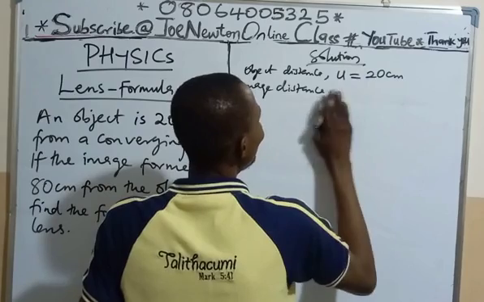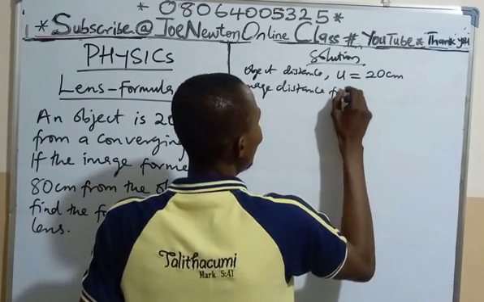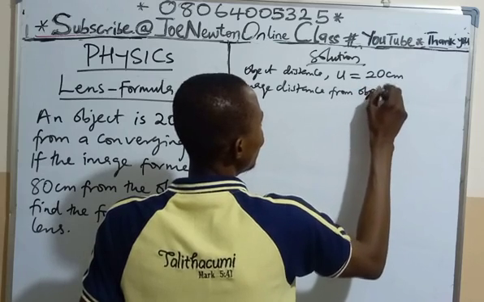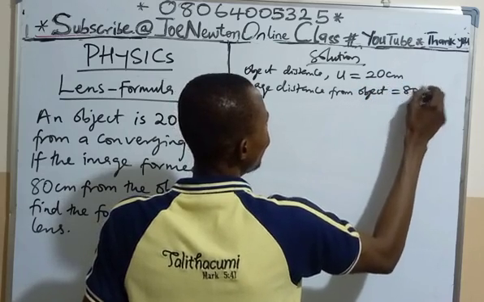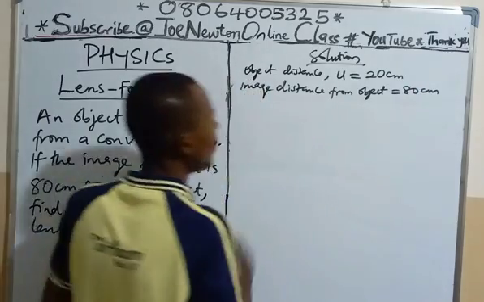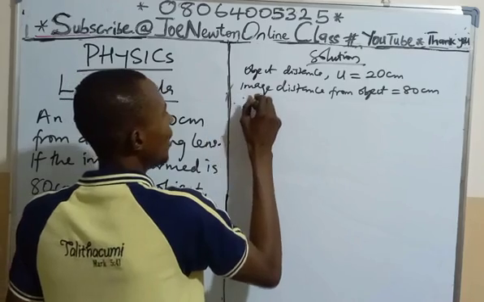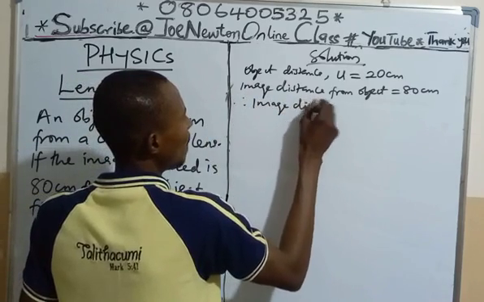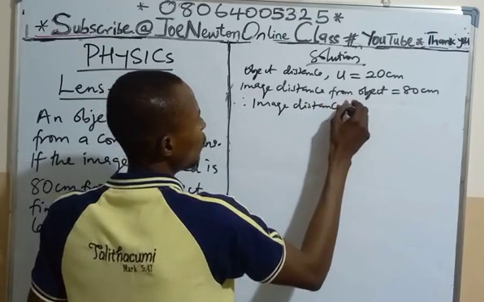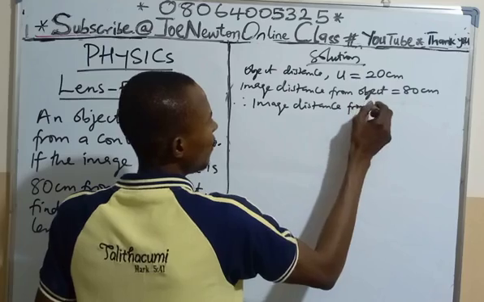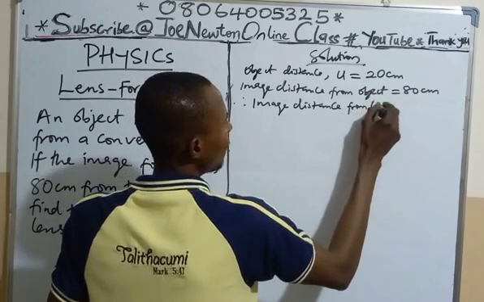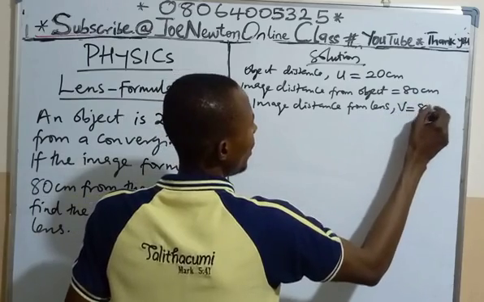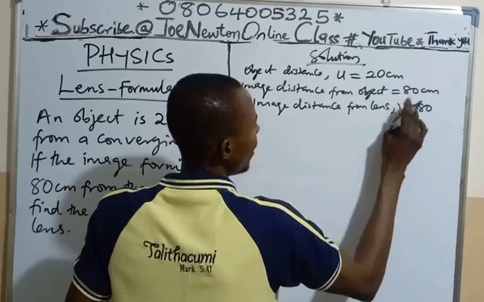Given that image distance from object is equal to 80 cm, from the question, 80 cm. Therefore, our image distance from the lens, V, will be equal to what? 80 cm.